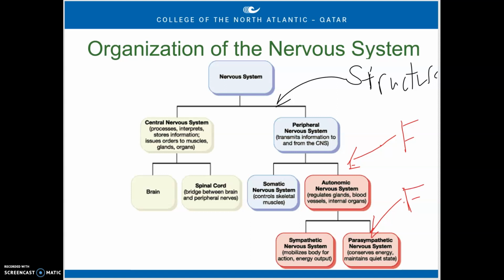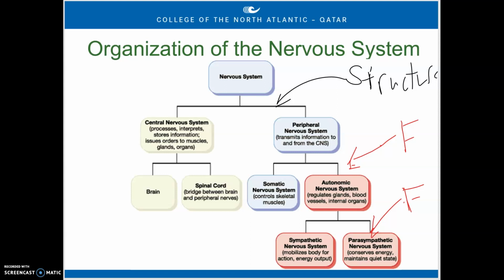So we've got the somatic nervous system, which controls the skeletal muscles and a lot of things that we can control voluntarily. And we have the autonomic nervous system, and that controls all the things that we don't think about. Your breathing rate, your heart rate, it regulates glands, blood vessels, all the internal organs. All of those things are going to be controlled by the autonomic nervous system.